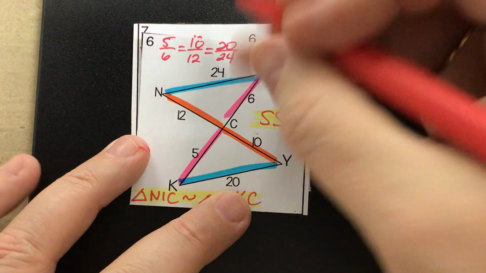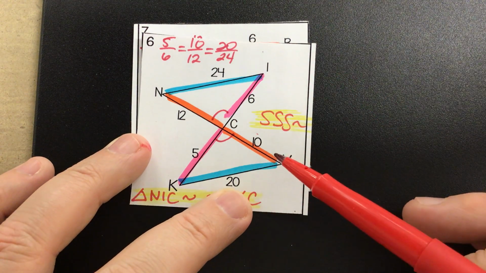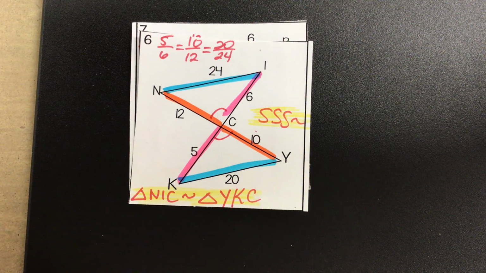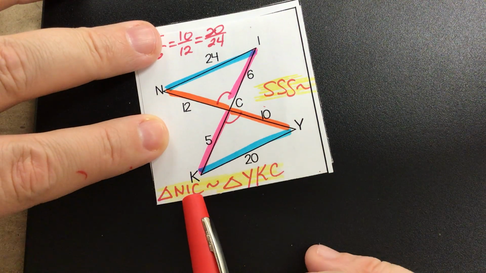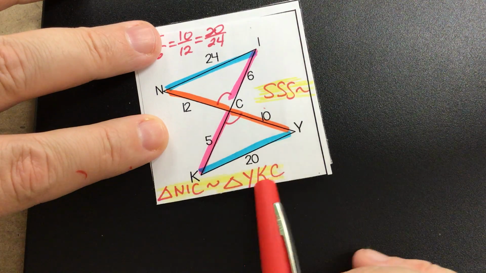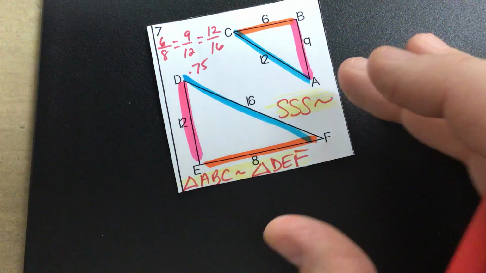So again, on another side note, you could have vertical angles here. So if you would have put this one under side, angle, side similarity, I would have accepted that one as well. So something to keep in mind. And then for our similarity statement, you could say something like triangle NIC is similar to triangle YKC. So again, this goes under side, side, side.